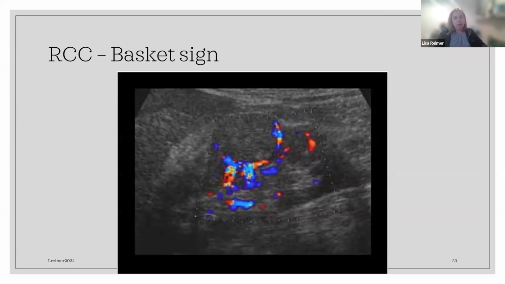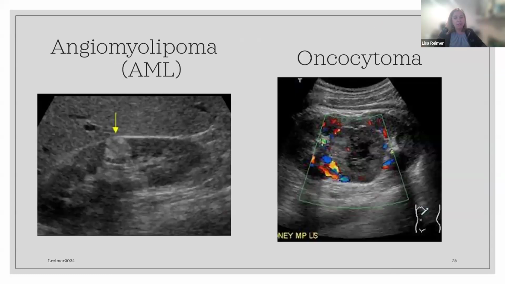Again, we're going to assume all masses are cancer until we prove otherwise. Here are some benign ones. An angiomyolipoma is more hyperechoic, and overall has a much lower incidence compared to RCC. And then on the right is an oncocytoma, which is like a mixed tumor that will typically have a spoke wheel vascular pattern. So you can differentiate that one from an RCC because of the vascular pattern it will present with.